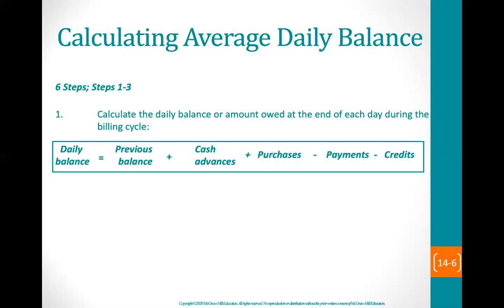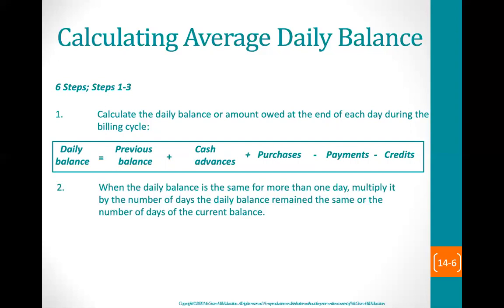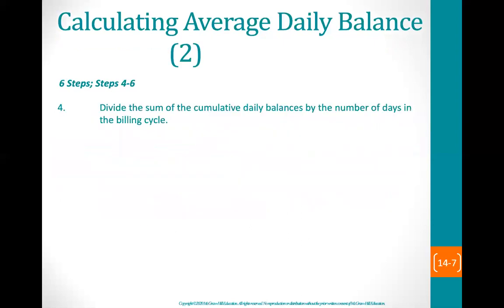A cash advance is a cash loan from a credit card company. So your balance increases with cash advances and purchases and decreases with payments or credits, returns, things like that. When the daily balance is the same for more than one day, multiply that balance by the number of days it remained the same. Add up the total of all of the balances. Divide the sum of the total balances by the number of days in the billing cycle. Always make sure to check the number of days in the billing cycle. It may not be 30 or 31 days.